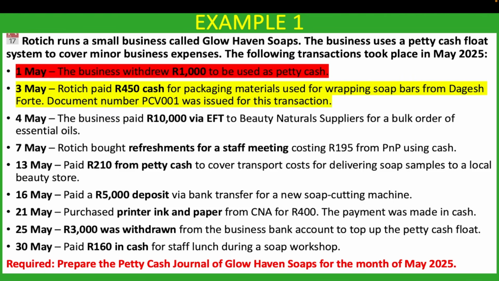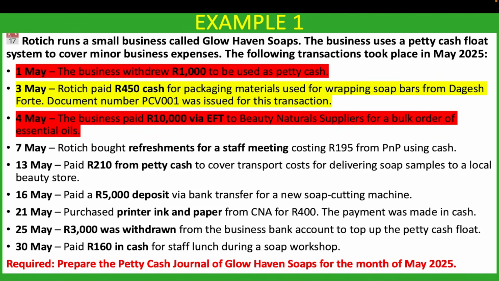But that's not where our clue is. Our clue that it's not going into the petty cash is the fact that we're told it was paid via EFT. Now, if you go back to our initial slide where we are explaining the theory behind the petty cash journal, you will know that we say that EFT payments do not go into the petty cash. So let's highlight this one in red, as it does not go into the petty cash. And I hope you got that correctly if you attempted the question as I suggested.